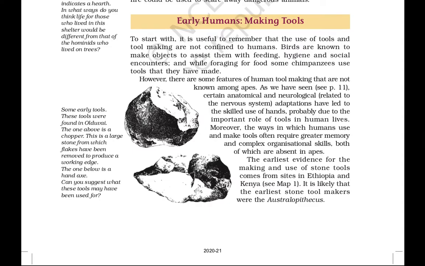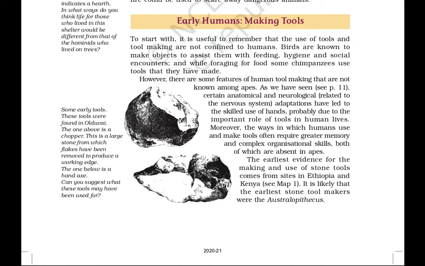Early humans making tools. To start with, it is useful to remember that the use of tools and tool making are not confined to humans. Birds are known to make objects to assist them with feeding, hygiene, and social encounters. And while foraging for food, some chimpanzees use tools that they have made. However, there are some features of human tool making that are not known among apes.